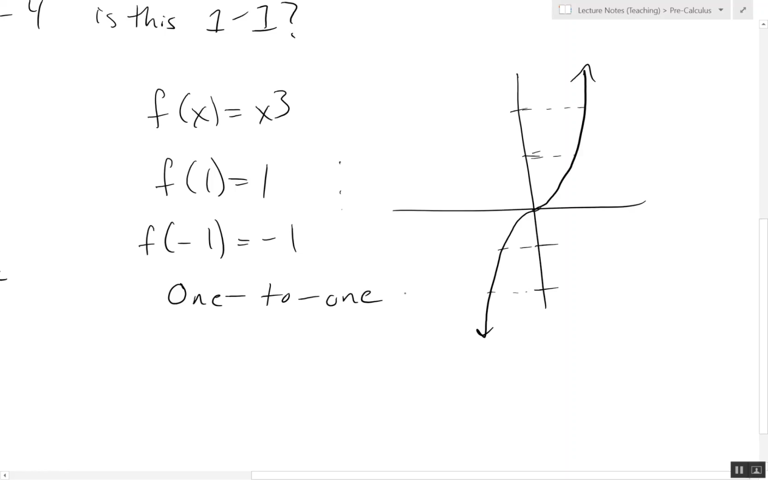So, in the next video, and I've kind of suggested how to attack this by looking at the graphs, we're going to learn about a test that will teach us how to detect one-to-one functions.